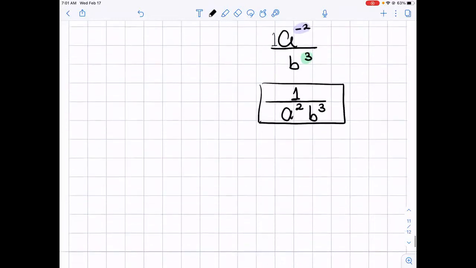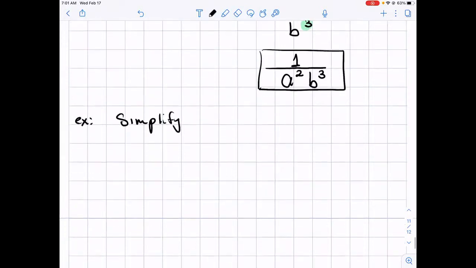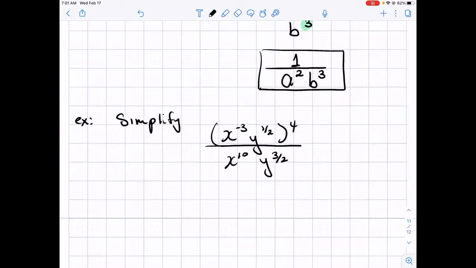So the last example I want to look at, example, simplify. How about if we have x to the negative third, y to the 1/2, all of this raised to the 4th power, divided by x to the 10th, y to the 3/2.